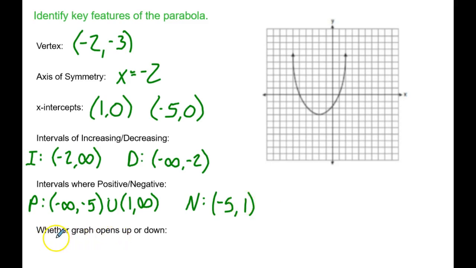The last thing we need to look at is whether the graph opens up or down. We can see in this case it looks like a smiley face. Our graph opens up. With a frown face, our graph would open down.